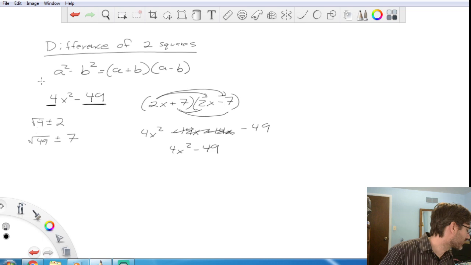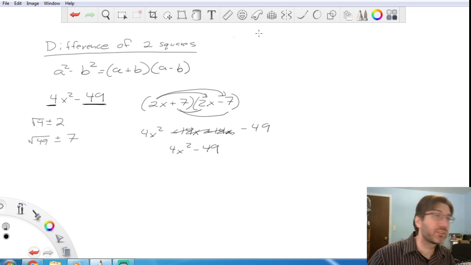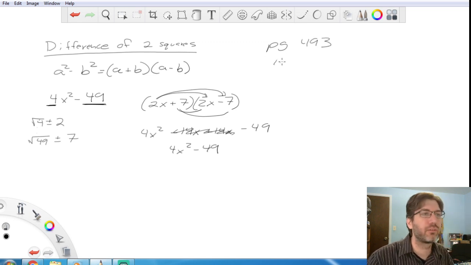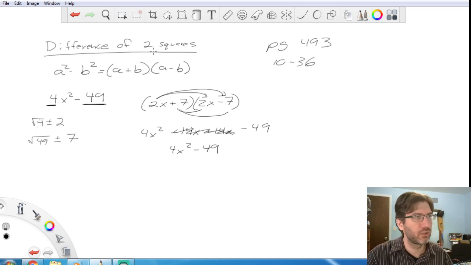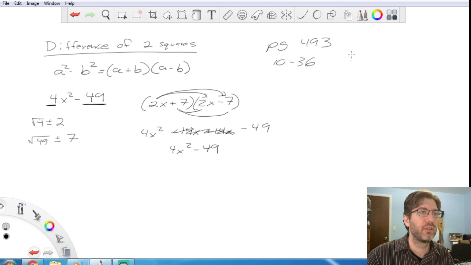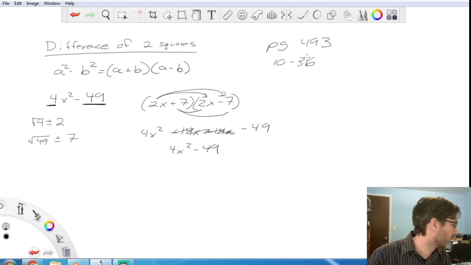So your assignment from yesterday was page 493, 10 through 36. And that's going back to what we did yesterday as well. You're doing today's stuff, difference of two squares, and yesterday you looked at factoring perfect squares. But yeah, this is your assignment. It is due today. You had yesterday to work on some of it. But that's what you're doing.